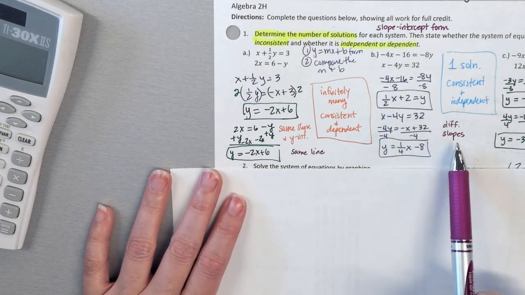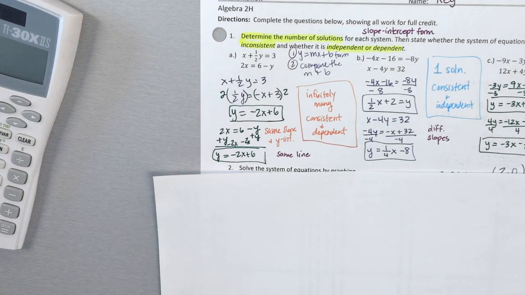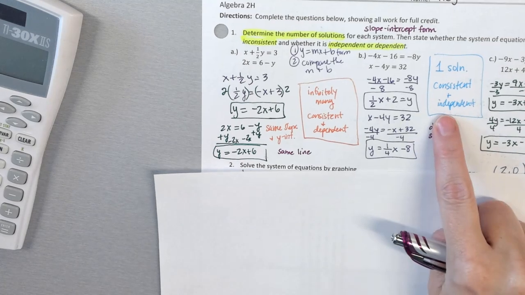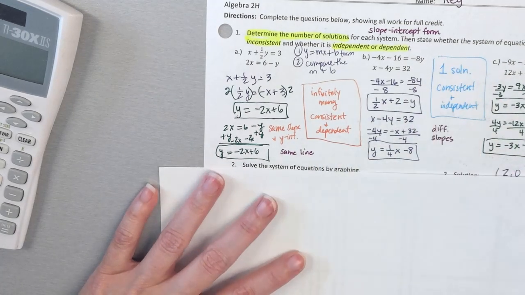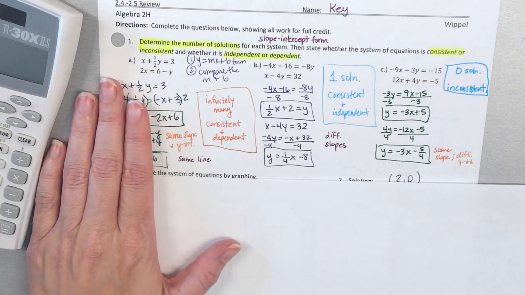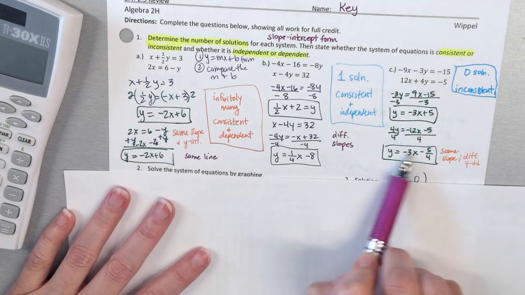When they have different slopes, that means there's one solution. It's consistent and independent. Again, consistent when there's a solution. Independent means one, right? Dependent, there's many. Independent is one. All right, and then for C, again, you're going to be getting them in this form.